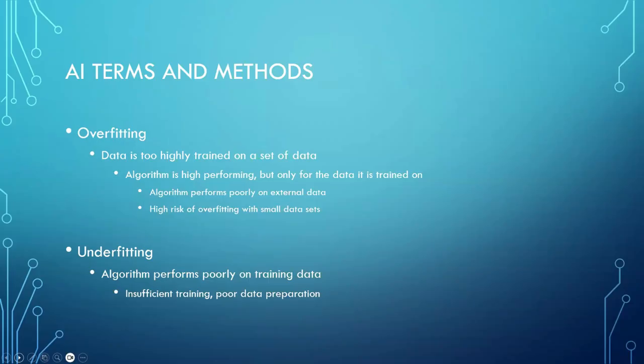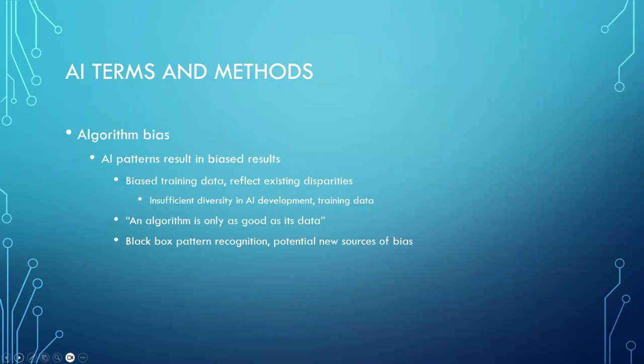And as soon as it's challenged with a validation data set or an external validation data set, it's going to perform very, very poorly. And on the other hand, you have underfitting, and this is when an algorithm performs poorly, even on its own training data. And this might be just due to insufficient training or poor data preparation. But even within its own data set, an underfitted algorithm is still not performing well.